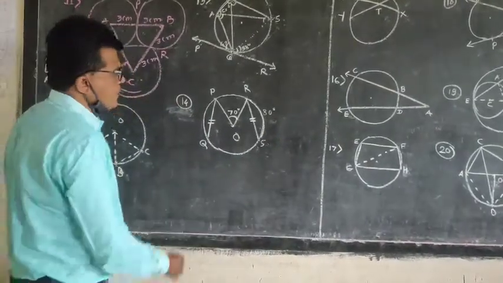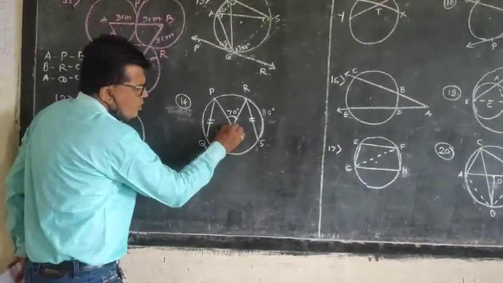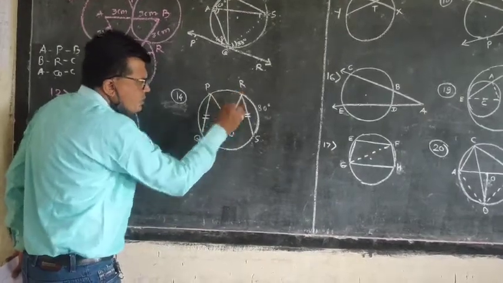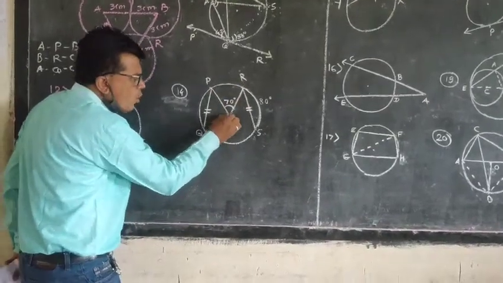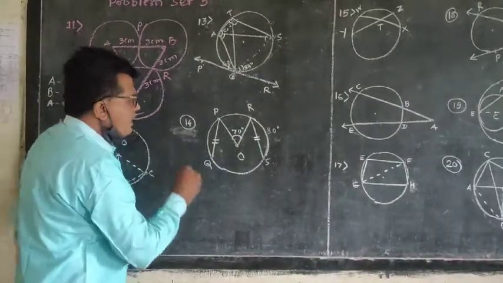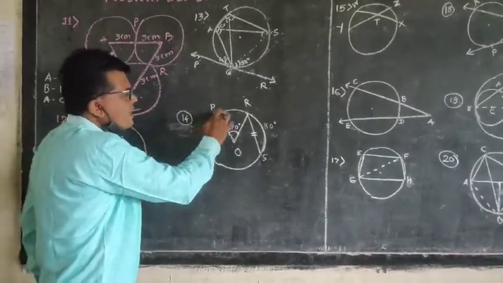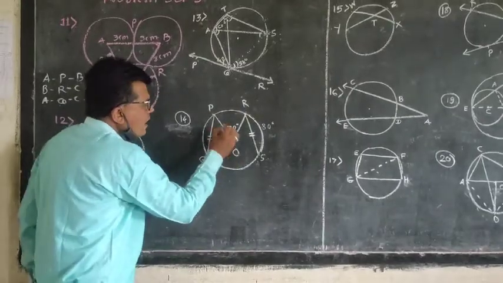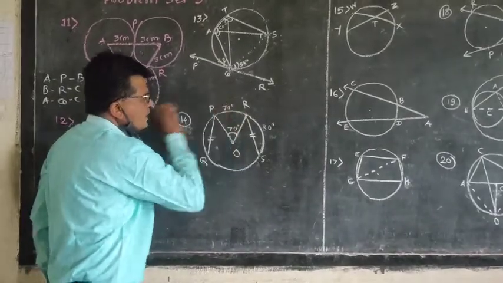Find measure RPR. Here the angle POR has its vertex at point O. O is the center of the circle. Then it is known as the central angle. A central angle and its corresponding arc have the same measure. Then measure RPR is equal to 70 degrees.